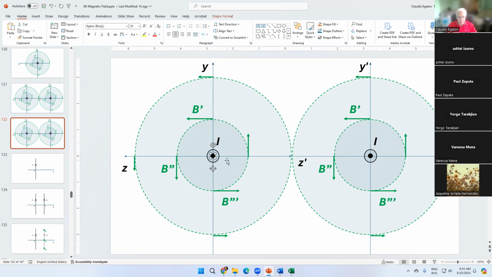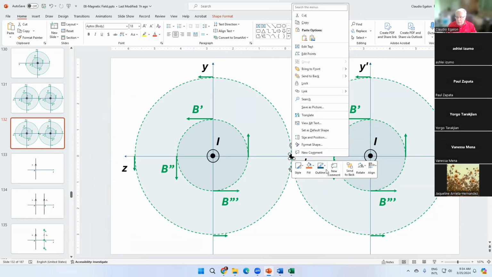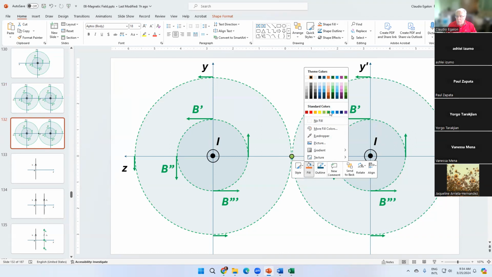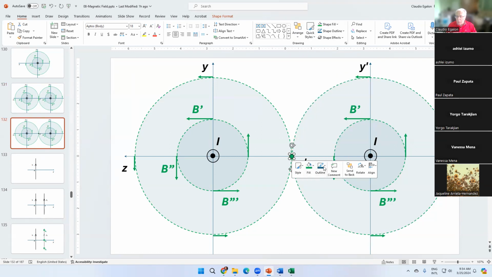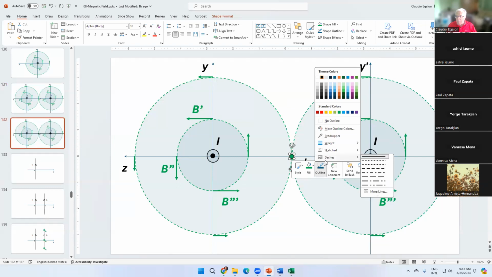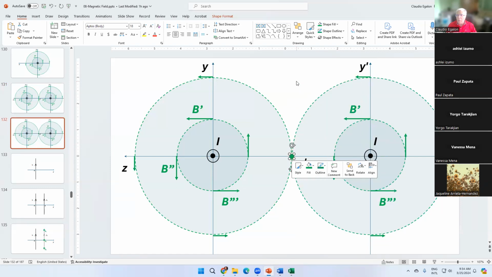I'm going to put a green dot right in here to denote zero magnetic field, right, like that, okay? At this point here, very far away, right? You're going to have a superposition of a weaker magnetic field.